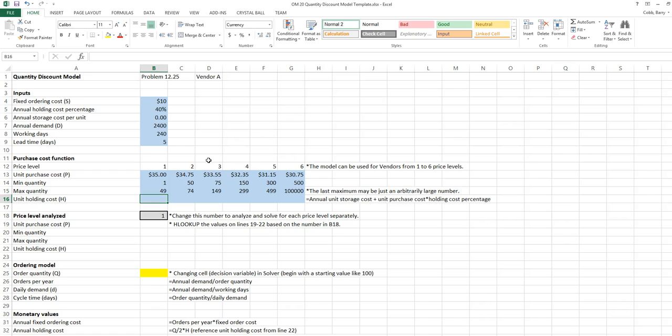The unit holding cost is based on the purchase cost. So the unit holding cost will be the purchase cost times the holding cost percentage, and I'll put the dollar signs as absolute references on the holding cost percentage, plus the storage cost per unit. The storage cost per unit would be a component of the holding cost that does not change with the purchase price. In this particular problem, we don't have that type of cost, but the way we're setting up this model gives us the flexibility to incorporate this.